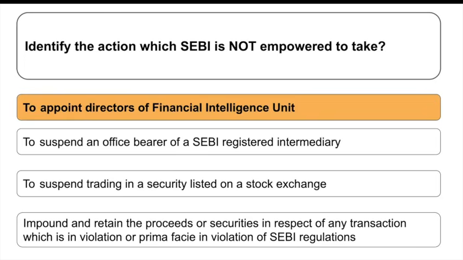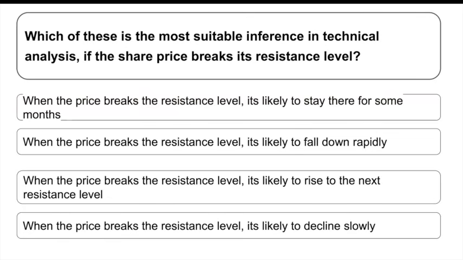So plain answer, friends, the appointment of the directors of the Financial Intelligence Unit does not come under the empowerment of SEBI. So SEBI has no decision factor over there. Going to the next question, which of these is the most suitable inference in the technical analysis if the price breaks the resistance level?